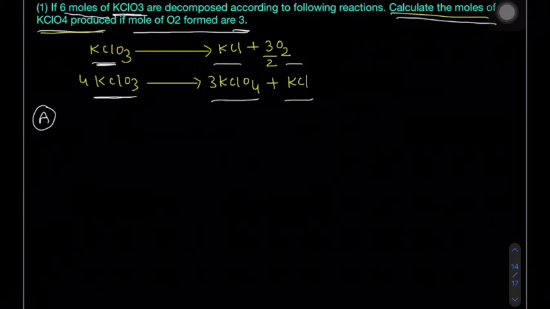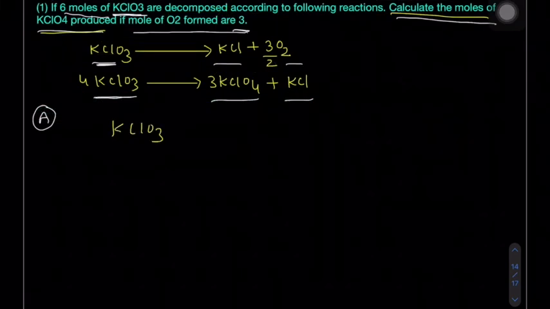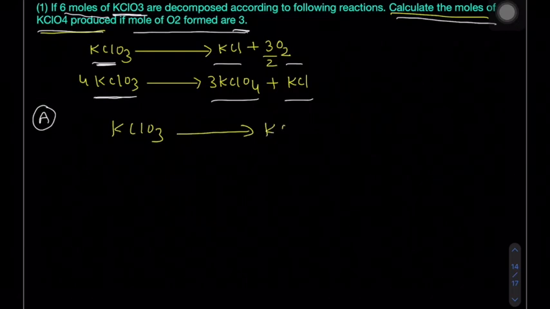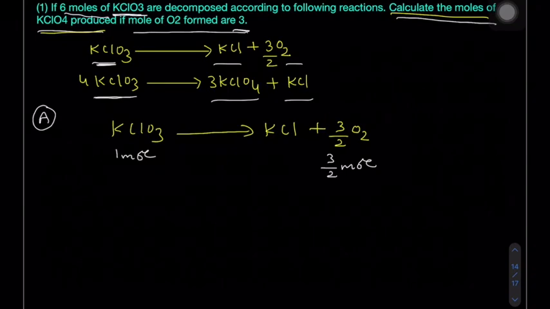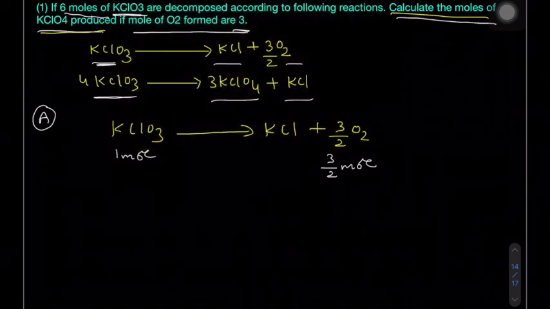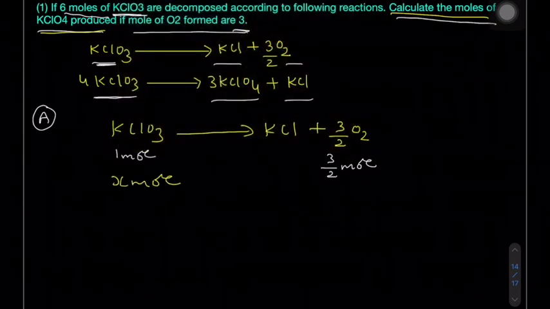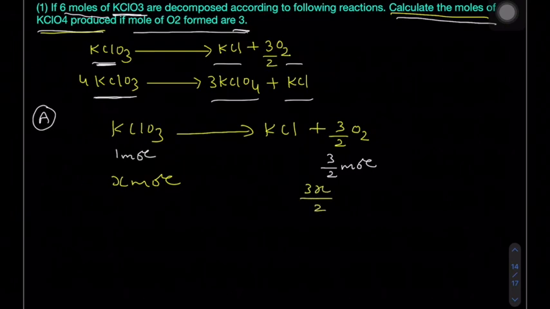Now I am taking the first equation, that is KClO3 gives KCl plus 3 by 2 O2. 1 mole of KClO3 will give 3 by 2 moles of oxygen according to the standard conditions. Now let's suppose this is X moles of KClO3. We don't know how many moles of KClO3 decompose according to the first reaction. Let's suppose X moles, according to which how many moles of O2 will be formed? 3X by 2 moles of O2 will be formed. Are you getting my point?